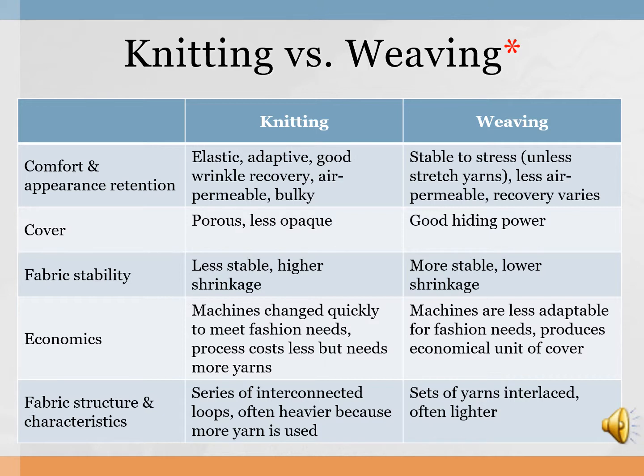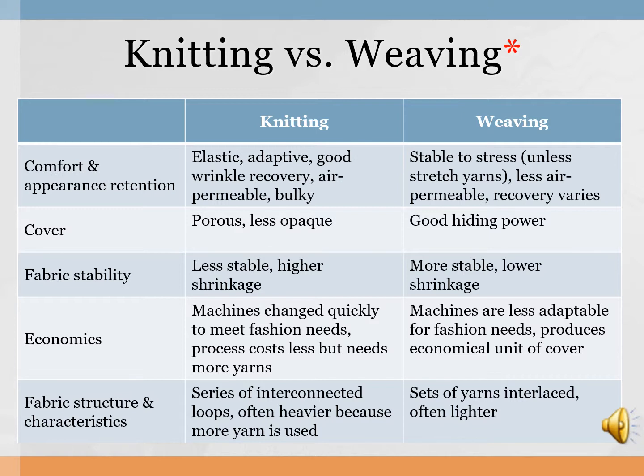In terms of fabric stability, knits tend to be a bit less stable and have higher shrinkage. Some of you may have shrunken a sweater before. It goes in one size and it comes out a size that's completely smaller, or one whole size less. They are less stable than weaves that do have a bit of a lower shrinkage rate. Again, generally speaking. Of course, there's variability within both of these categories, but this is just to generally compare the two processes.